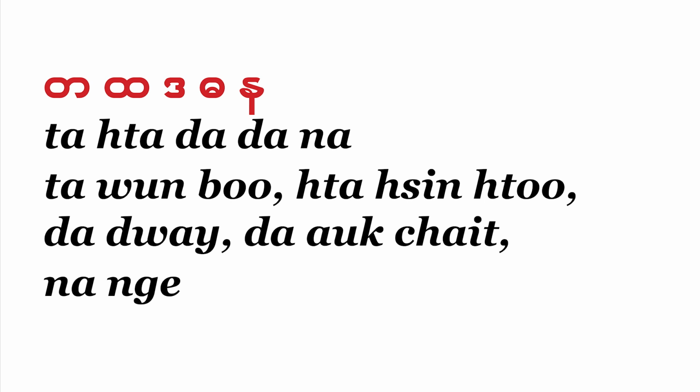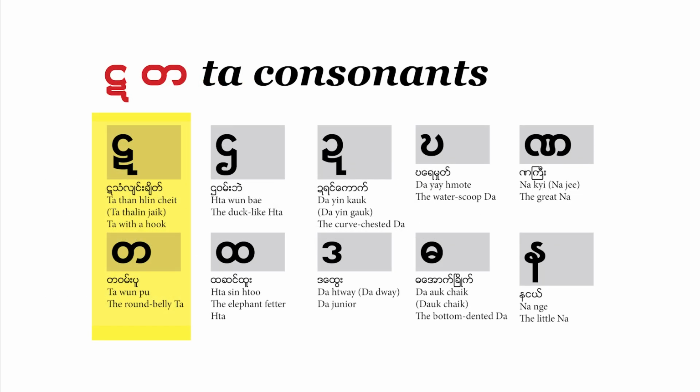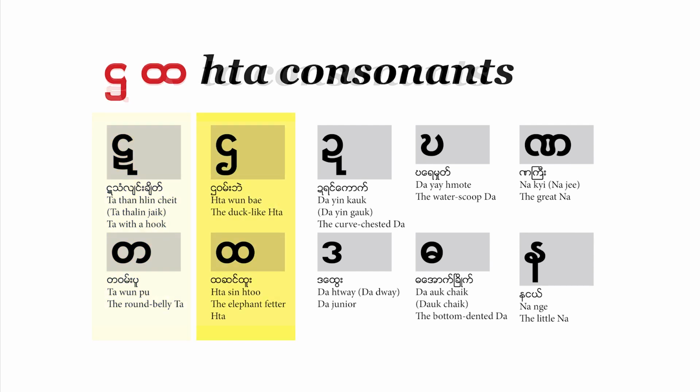Now let's take a look at the 3rd row, the one that we skipped. In the alphabet chart, you would see that the one called Tatalenjay is right above Dawombu, or the round belly Da. And that means they both have the same consonant sound, Da. This also holds true of the next set. The letter called Tawombe, the second letter in the 3rd row, is the same as the letter called Tasintu, the second letter in the 4th row. They both sound like the English T, Ta.